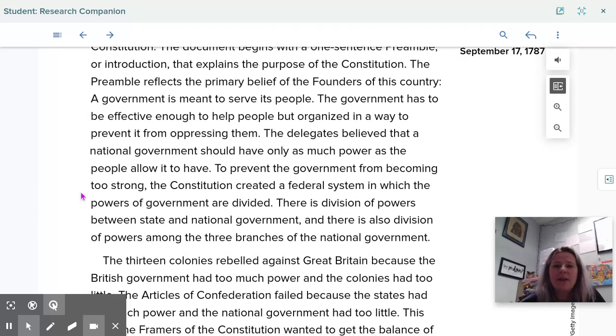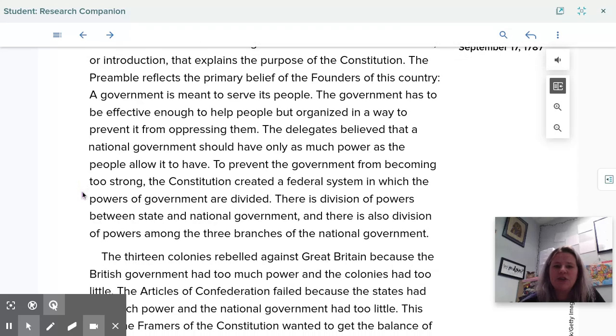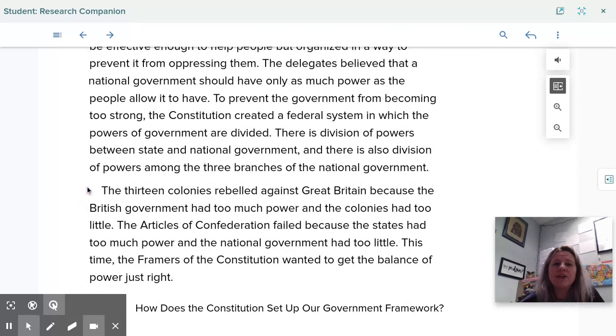To prevent the government from becoming too strong, the Constitution created a federal system in which the powers of government are divided. There is division of powers between state and national government, and there is also division of powers among the 3 branches of the national government. The 13 colonies rebelled against Great Britain because the British government had too much power, and the colonies had too little. The Articles of Confederation failed because the states had too much power and the national government had too little. This time, the framers of the Constitution wanted to get the balance of power just right.